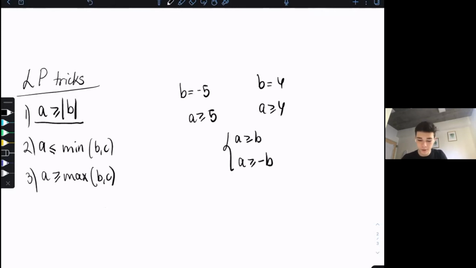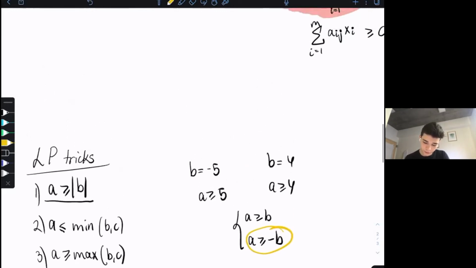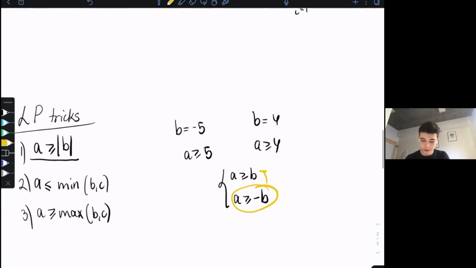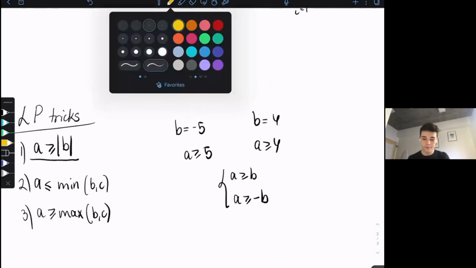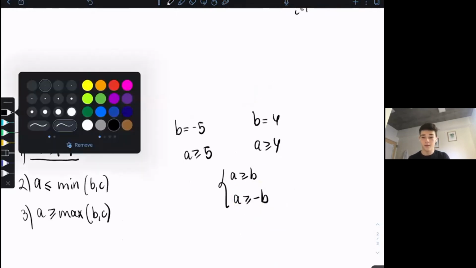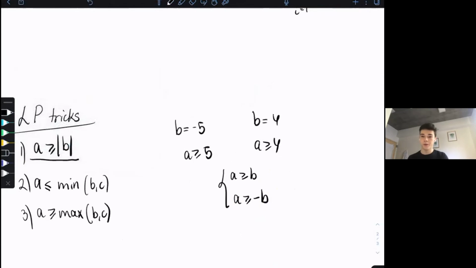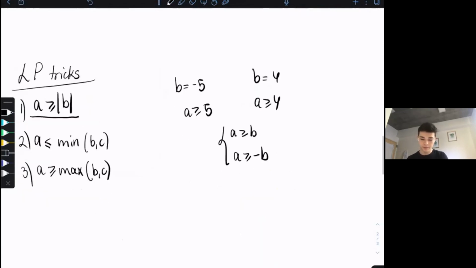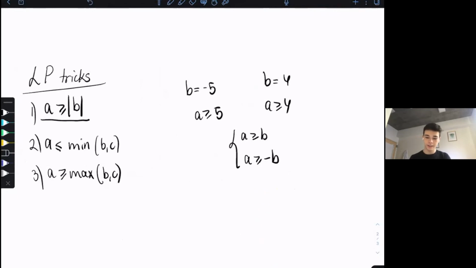Now, the reason you can do this is because if B is positive, then this constraint will dominate this constraint. And if B is negative, then this constraint will strictly dominate this constraint. And you can say that for either case of B, negative or positive, as long as one of them is enforced, the other one will always be enforced. And so essentially you're getting this constraint fulfilled for you.